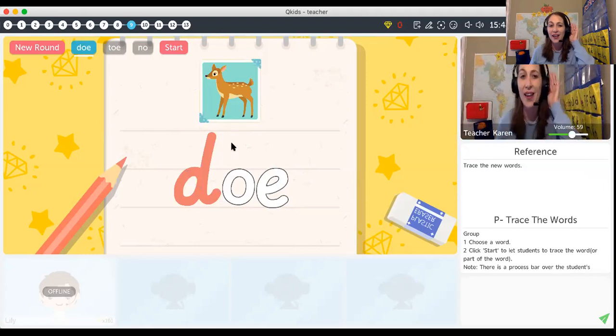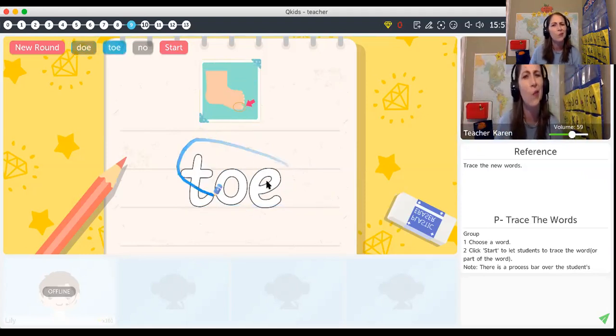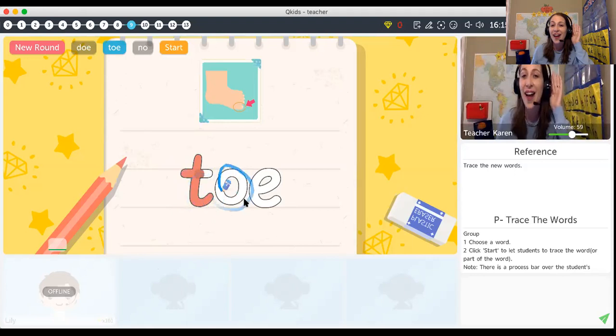D-O-E. And I'll highlight it. D-O-E. Good. Doe. Here's your next word. What word? Yes, toe. They'll do it. I have to click start. They'll trace it. And then I'll say, spell the word toe. T-O-E. Just reinforcing those letter names because they need it.